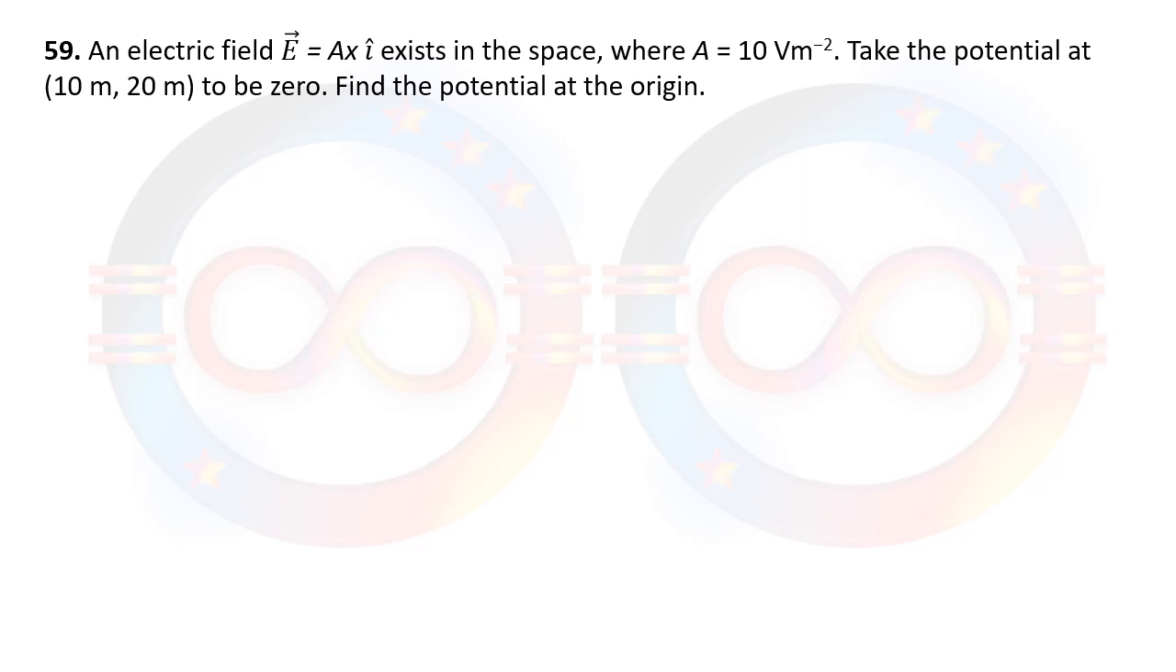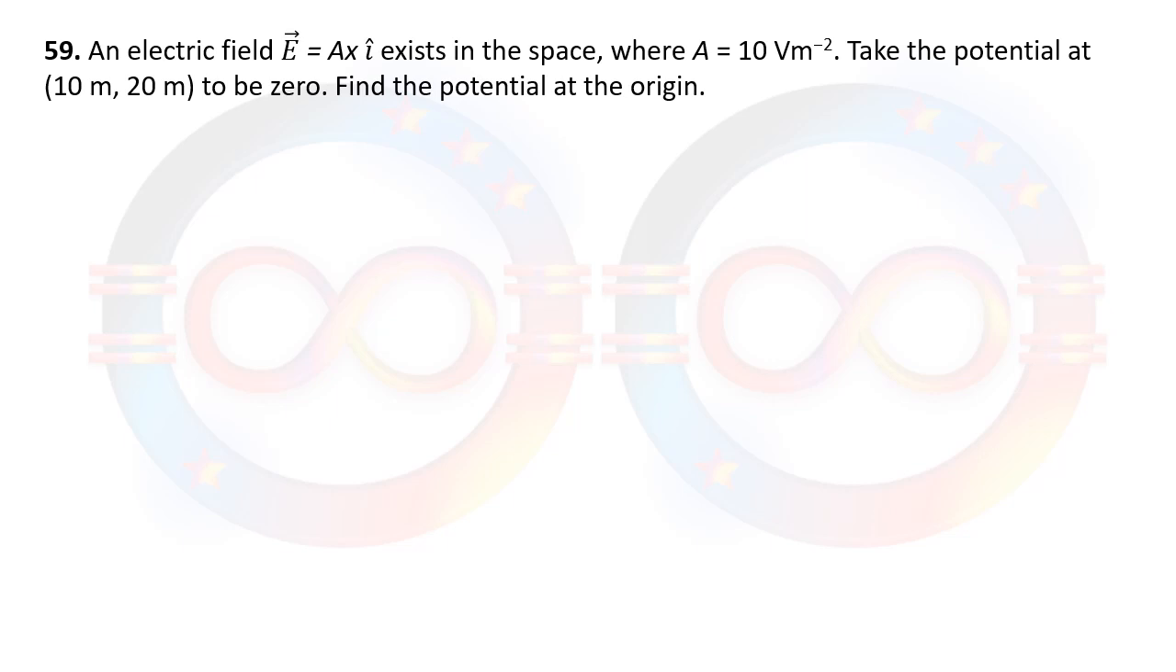59. There is an electric field given along the x-axis, and that is not a uniform electric field, rather a non-uniform electric field, because as x increases, the electric field is going to increase. Where A is given as 10 volt per meter square, take the potential at (10 m, 20 m) to be 0, find the potential at the origin.